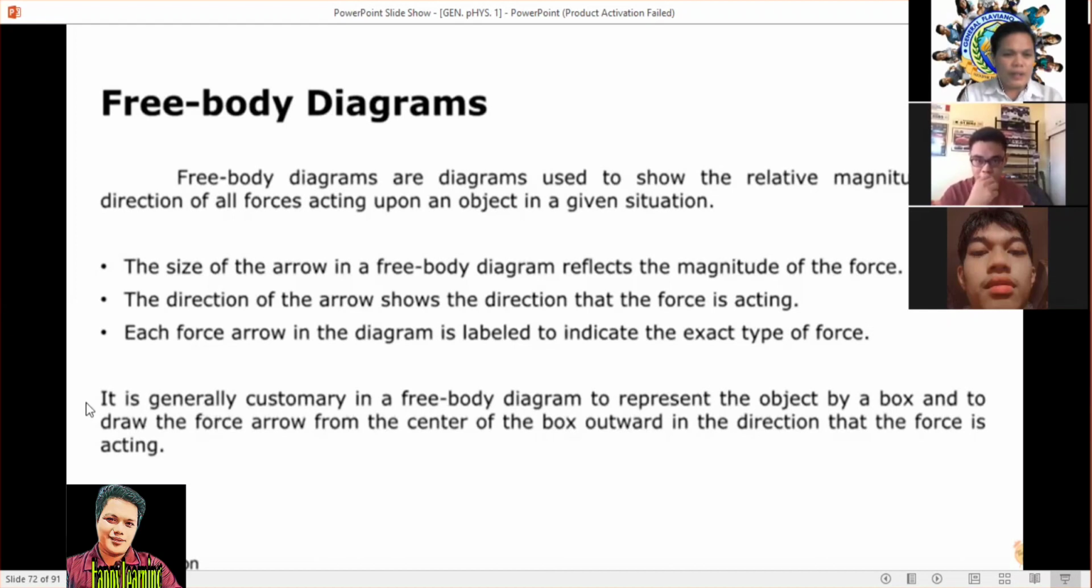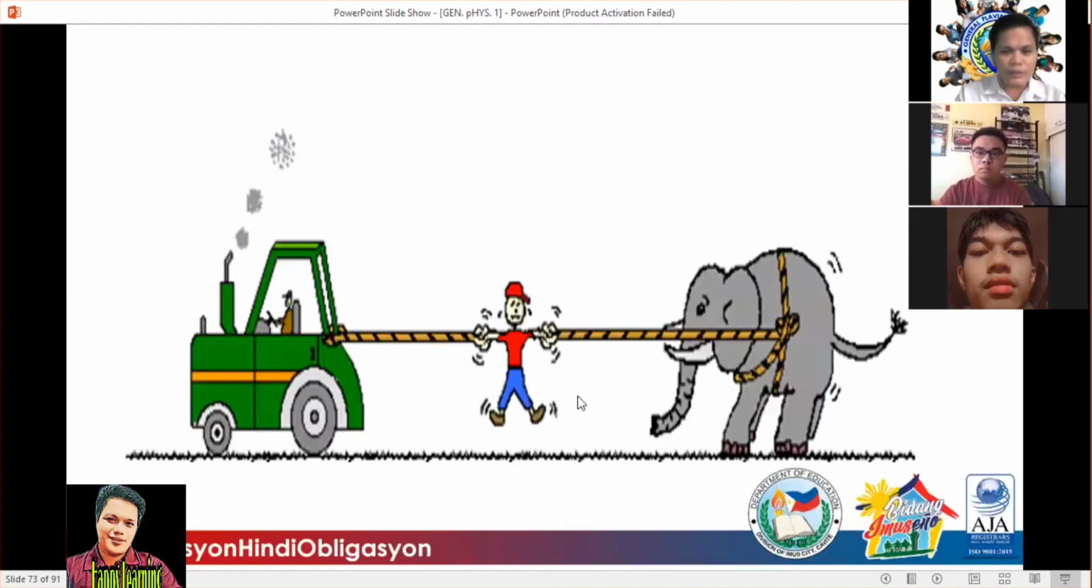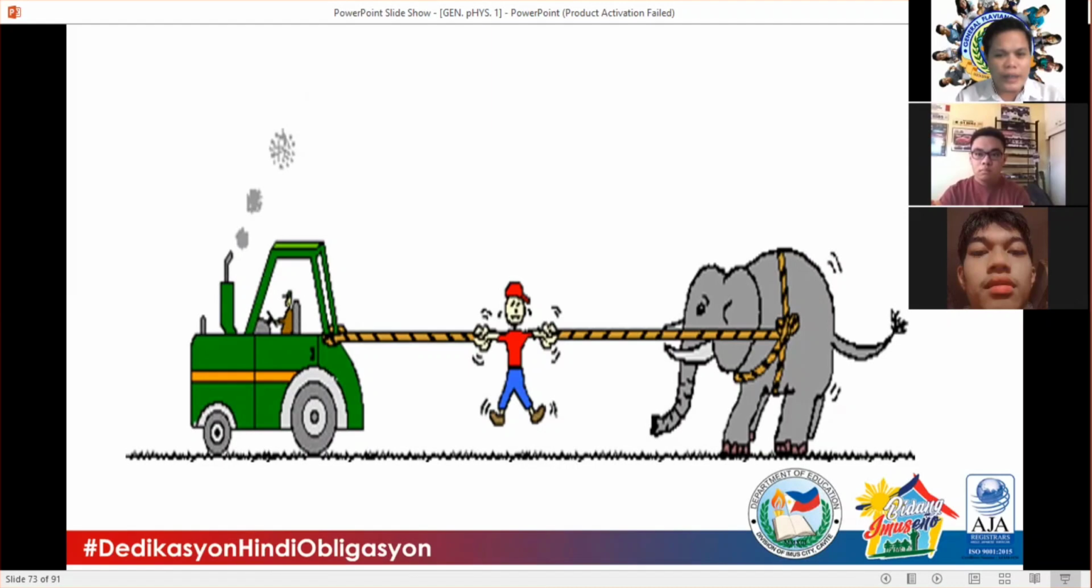It is generally customary in a free body diagram to represent the object by a box, yung sinasabi kanina, and to draw the force arrow from the center of the box outward in the direction of the force acting on it. Ano ba yung sunod nito? For example, itong ating picture dito, paano po ba natin lalagyan ng free body diagram? So, for us to show our free body diagram here, so syempre, ang subject natin dito ay si tao.